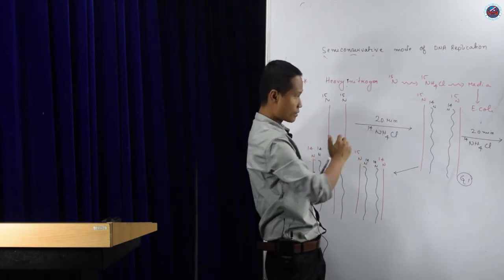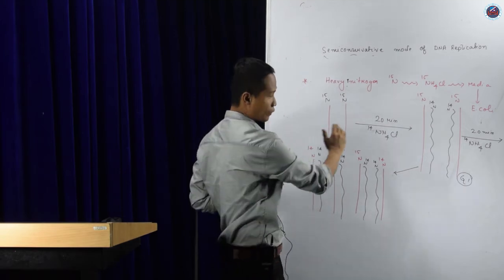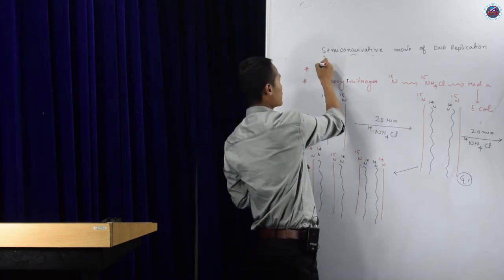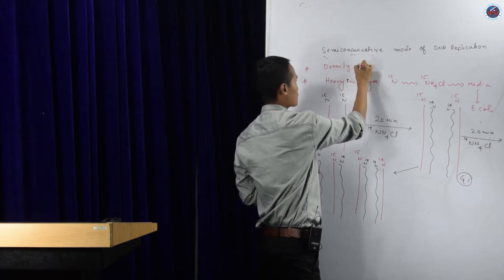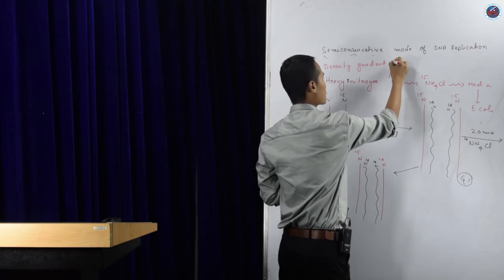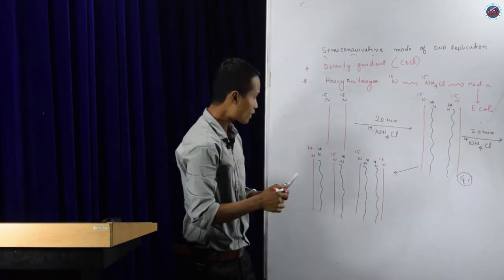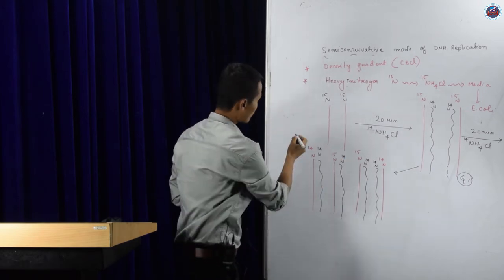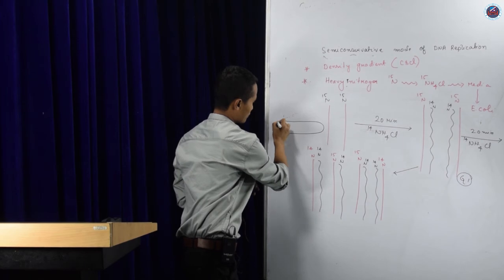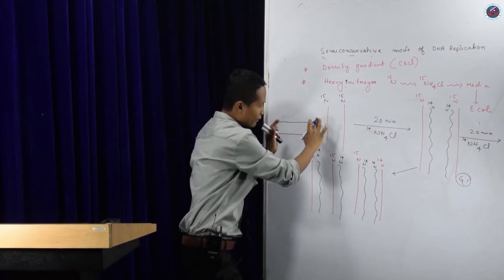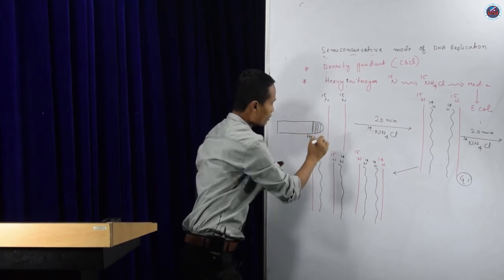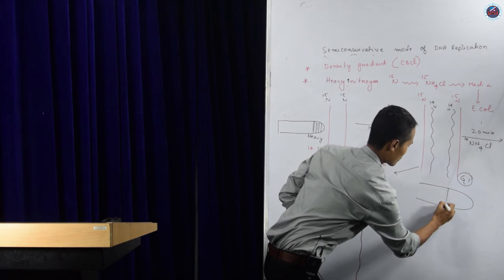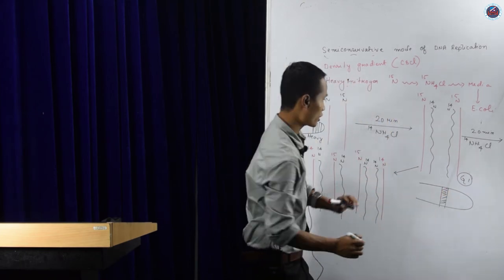Now these DNA fragments were separated with the help of density gradient. I'll write here density gradient, and this density gradient is cesium chloride. With the help of the density gradient method, they observed that at the end of the test tube there is the heavy nitrogen. For this generation, they found a band at the middle. I'll just write it as hybrid.